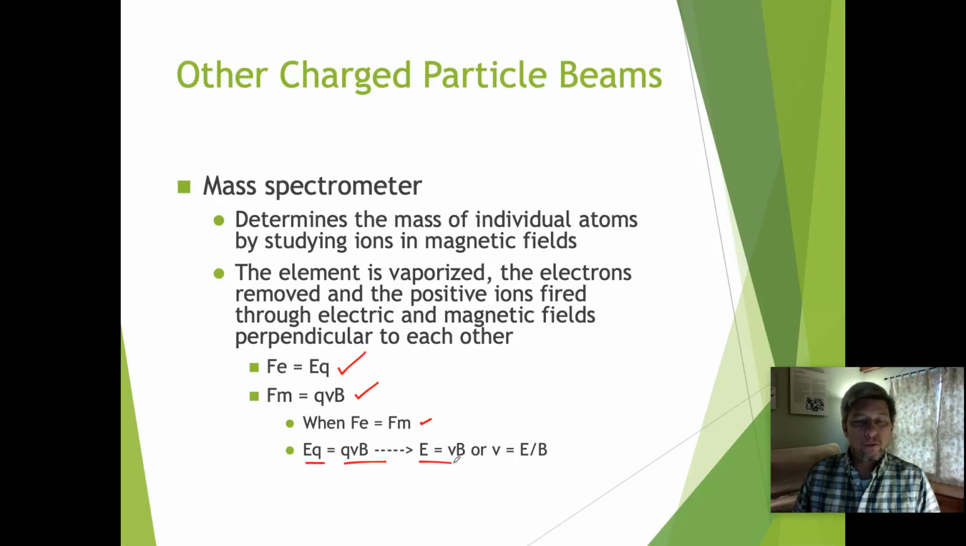And so we can reduce that equation down to the electric field intensity equals the velocity of the particles times the magnetic field strength. And then we can actually calculate the velocity. How fast are these charged particles moving? Based on that, we can then calculate the mass of the particle that's actually traveling. The faster the particles, the lighter the particles. Okay.